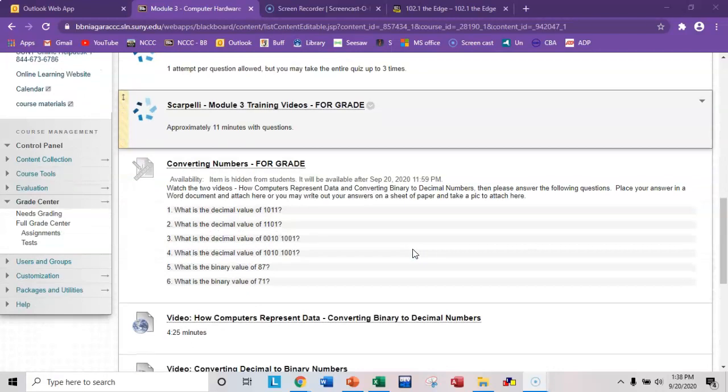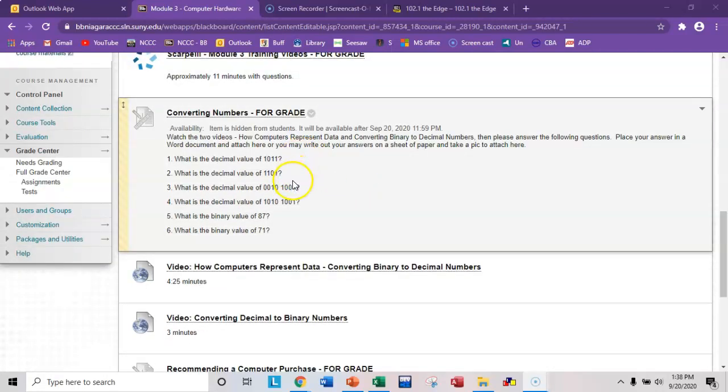I have two additional assignments. The first one is on converting numbers. This is for a grade, and I'm asking you to take this binary number and convert it to decimal, and then I'm asking you to take this decimal number and convert it to binary.